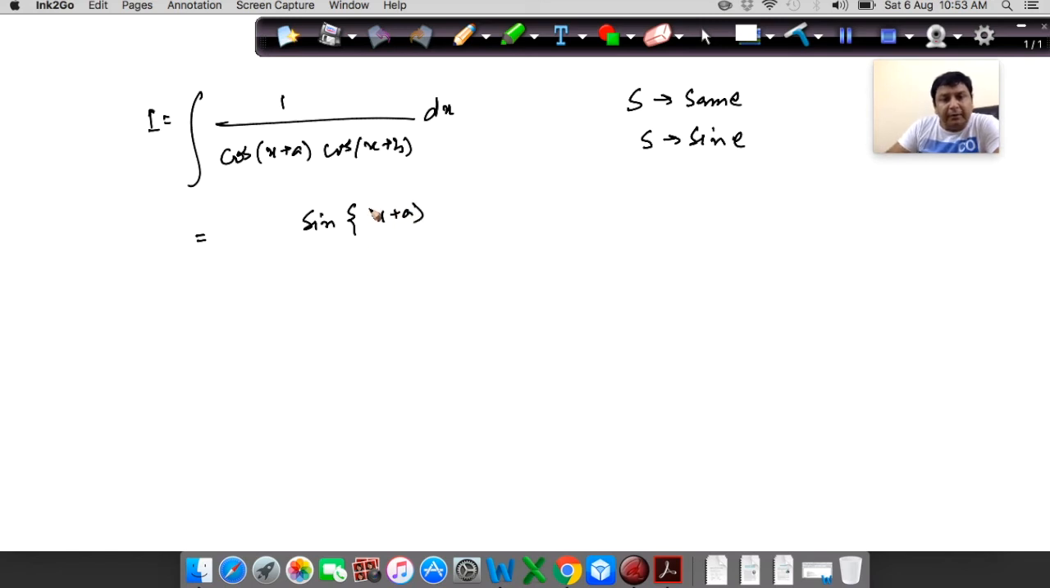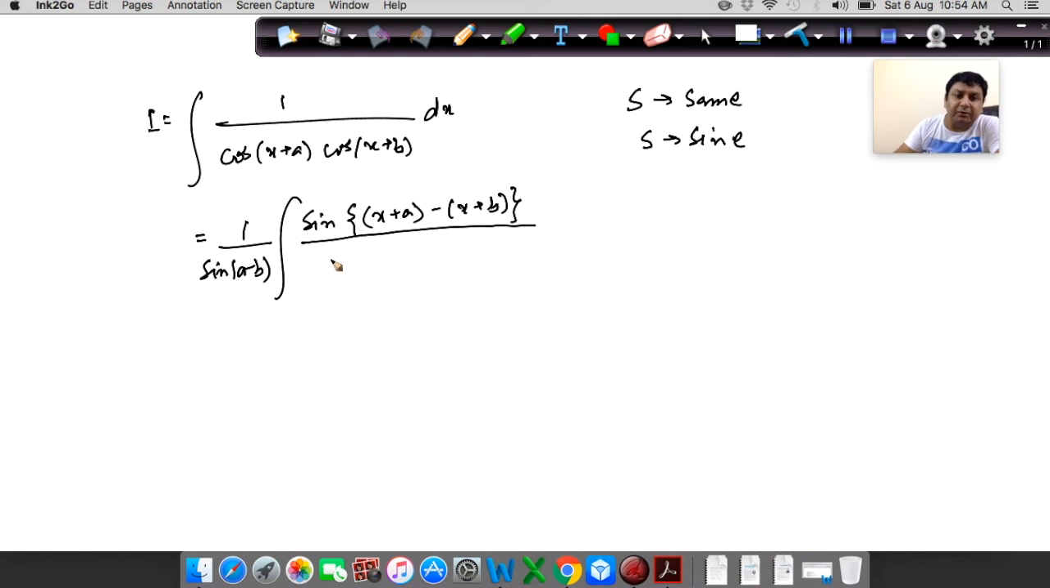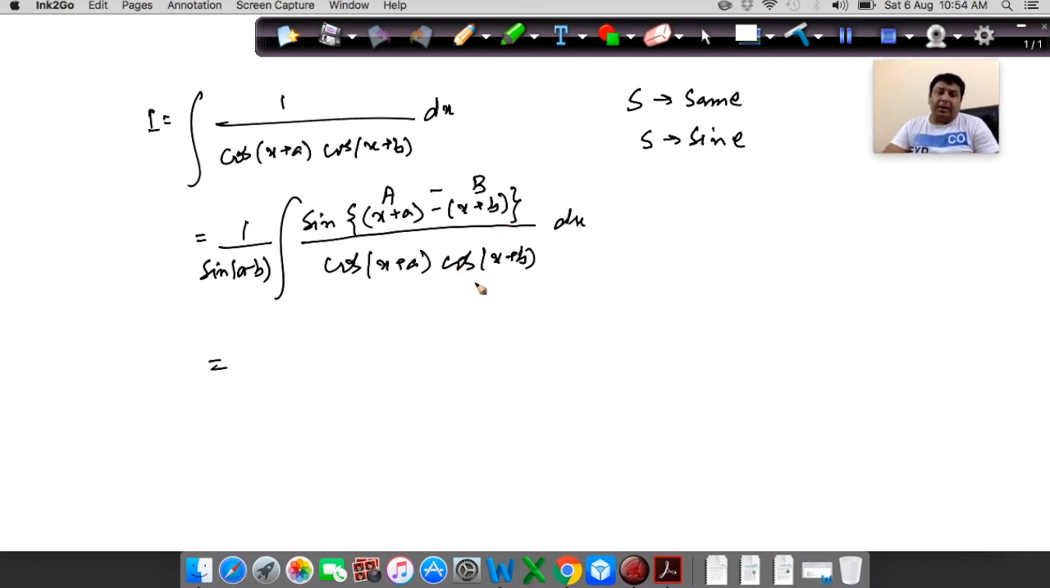Write x plus a minus x plus b, as if it should be independent of x. So I subtracted these two angles. You subtract or add accordingly what is required. Now you see the numerator sine of x plus a minus x plus b is actually sine a minus b. So I balanced it. So everything is balanced now, and this is cos x plus a cos x plus b. Now open this with the sine a minus b formula. You'll see that things are cancelling out to give you tan or cot to be integrated, and then you can easily integrate that with the formula. Fine. In case it is a sine cos combination, I'll balance by cos. That's why I say S for same, S for sine.